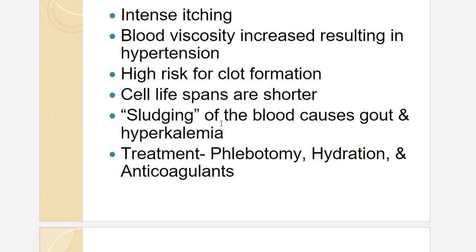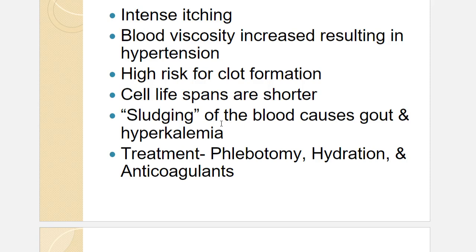Okay, so obviously our goal is to get these cell counts down and hopefully have the bone marrow produce normal, healthy cells. And so we have to do a phlebotomy. And a phlebotomy is take a certain portion of blood volume out of the person. Usually they take out about 500 milliliters at a time to get that hemoglobin hematocrit down. We properly hydrate because remember how we talked about sludging. And then, of course, anticoagulants to prevent the problem of clot formation.